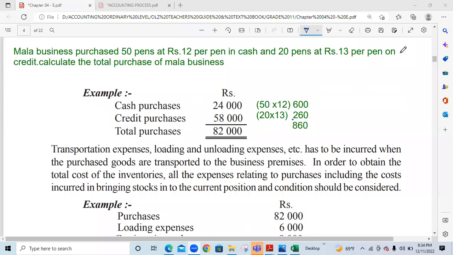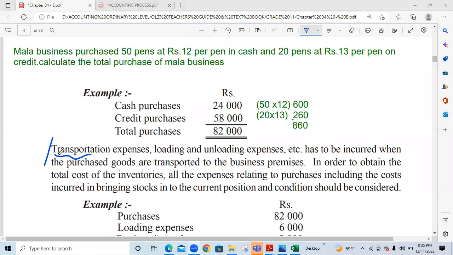Now guys, businesses don't buy 50 pence worth or something like that, right? They buy in bulk if you are a big business. So when you buy in bulk, you need to transport it from the supplier to your business place. Because you made the purchase, now you have this expense. We call this purchase related expenses. Example, guys, transportation.